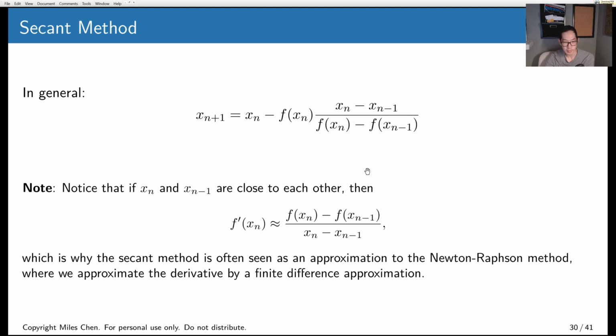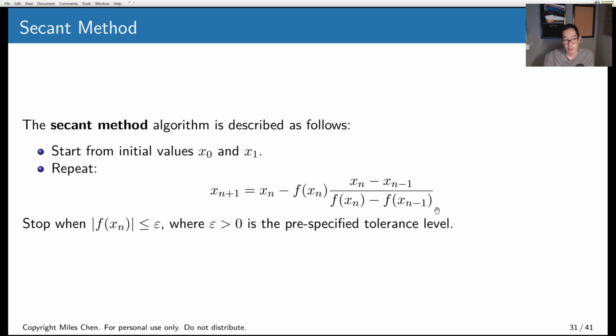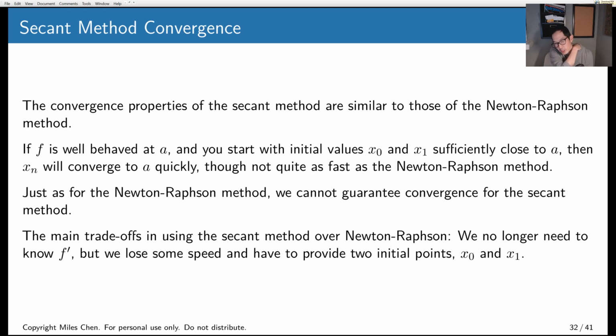secant line. If you think about it, the slope of the tangent line can be approximated by this, and basically we're doing f of x divided by f prime of xn, so the secant method is like an approximation to the Newton-Raphson method. You're calculating your slope by doing a finite difference. Here's the secant method as an algorithm, and you keep going until f at x at time n is less than some tolerance, and then you stop. The convergence properties of the secant method are similar to those of the Newton-Raphson method. If the function is well behaved and you start with decent values of x0 and x1, then it will converge quickly, but not as fast as Newton-Raphson.